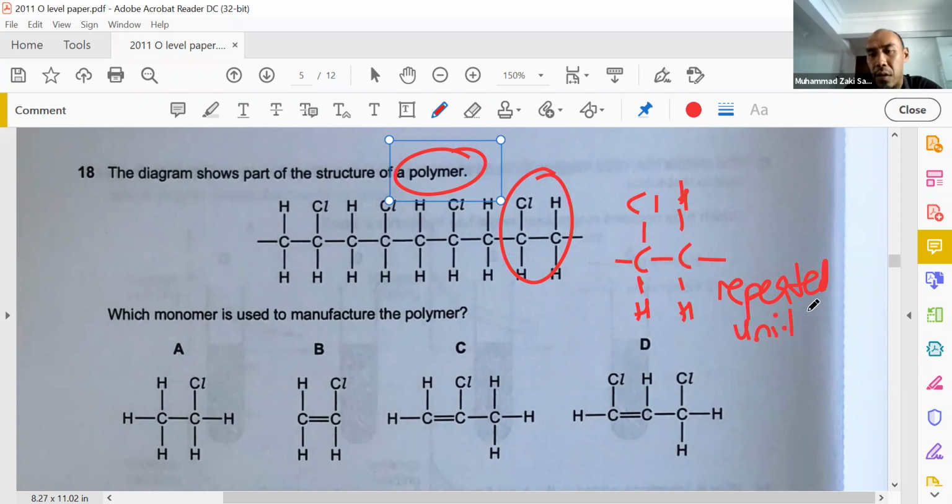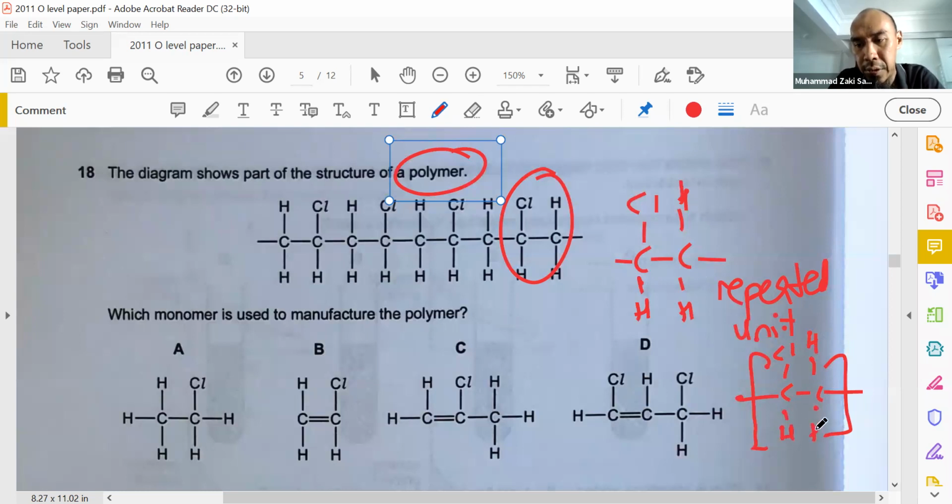Now, how to draw the polymer in short form? Same thing, but you just need the repeated unit. Just draw a bracket, 2 lines there. This is Cl, H. Then have the n here. The n means this is repeated many times. This is the short form for this. It's a polymer.